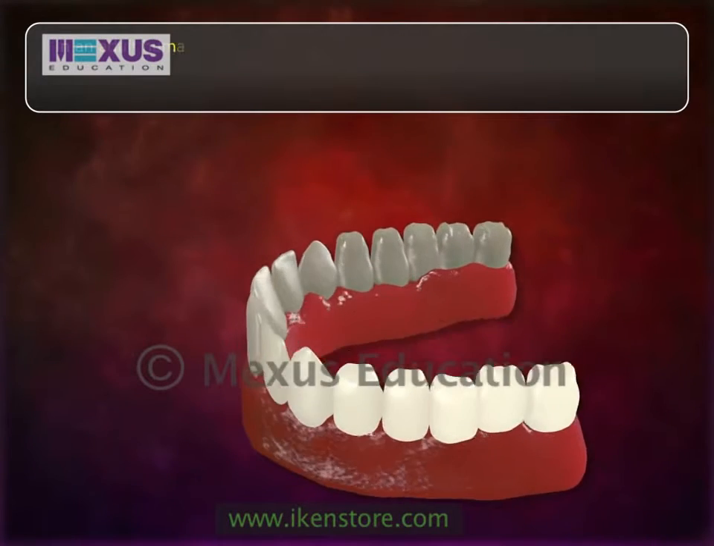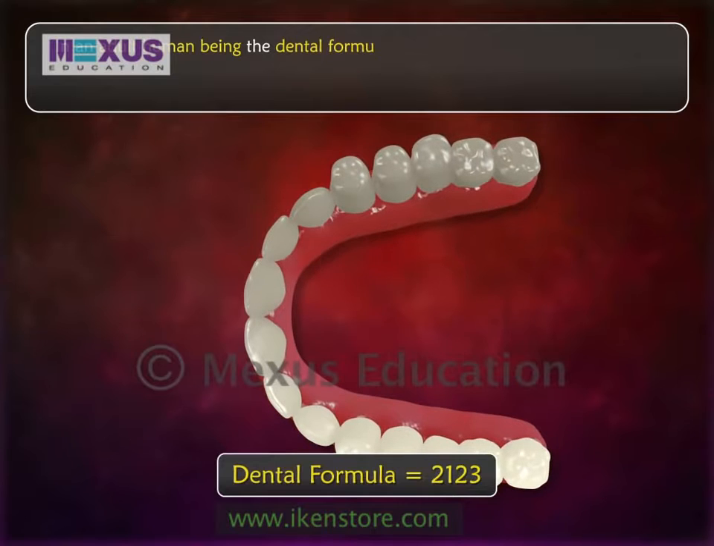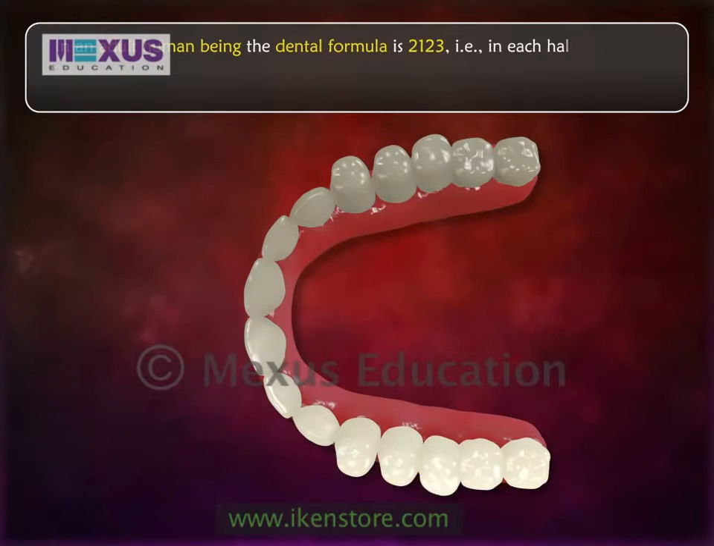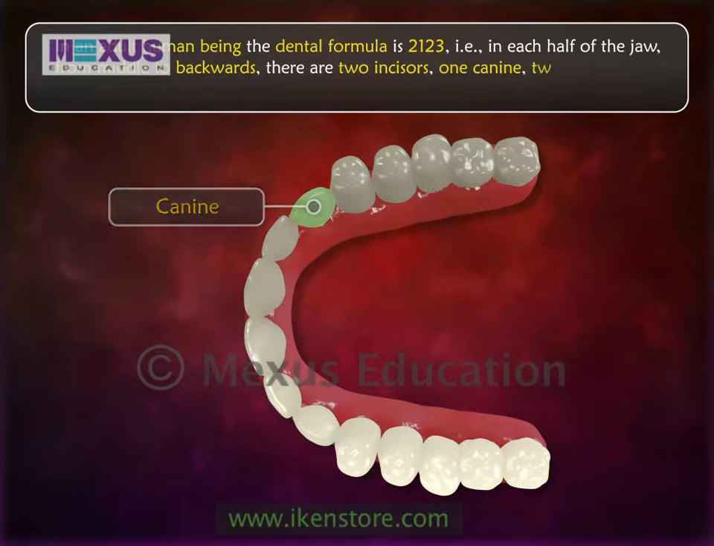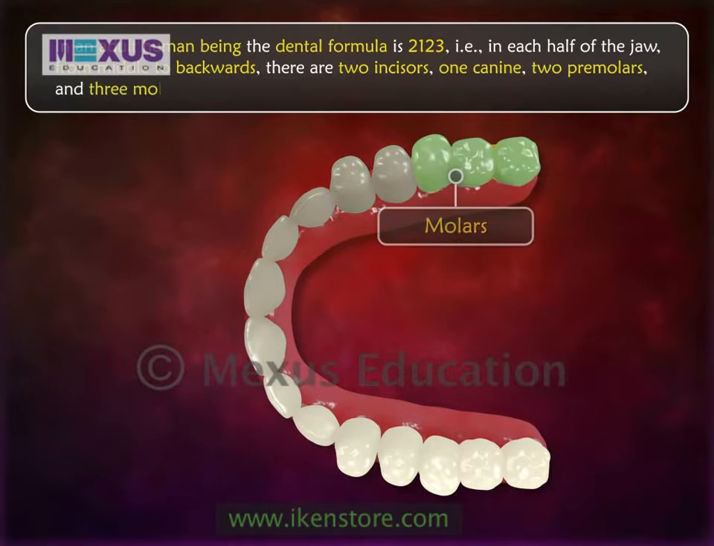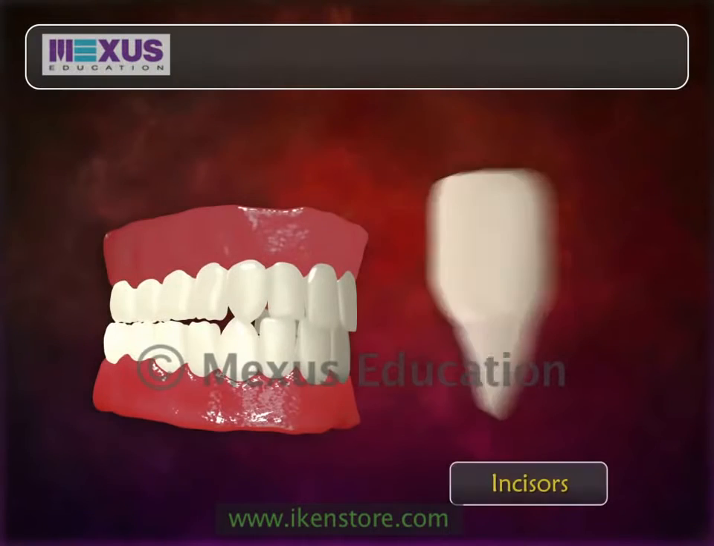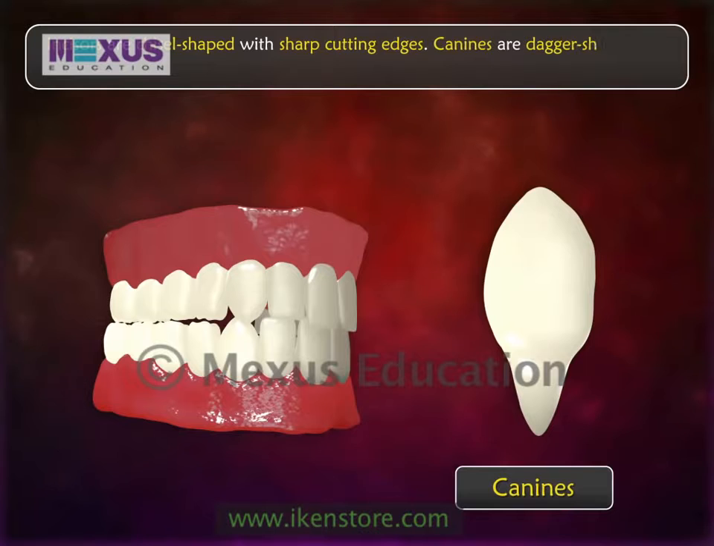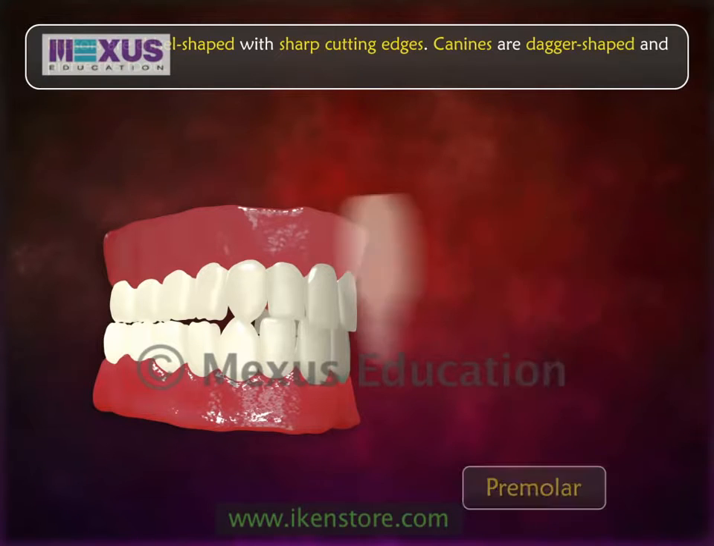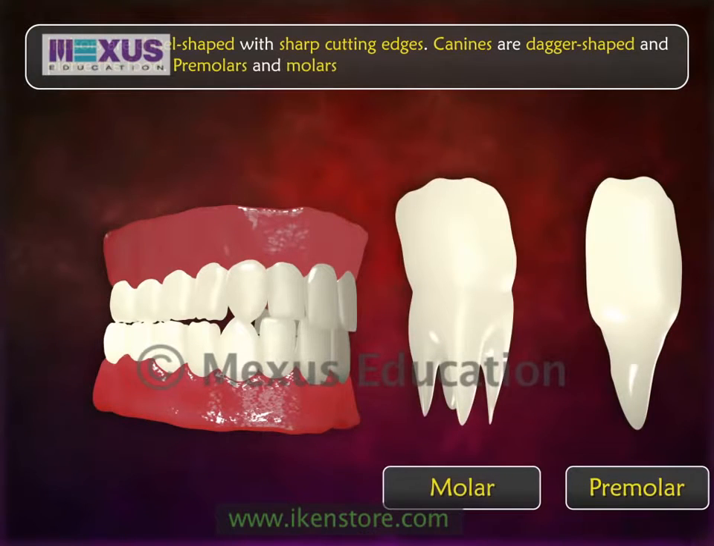In an adult human being, the dental formula is 2-1-2-3. That is, in each half of the jaw, from middle to backwards, there are 2 incisors, 1 canine, 2 premolars and 3 molars. Incisors are chisel-shaped with sharp cutting edges. Canines are dagger-shaped and pierce the food. Premolars and molars are broad, strong crushing teeth.